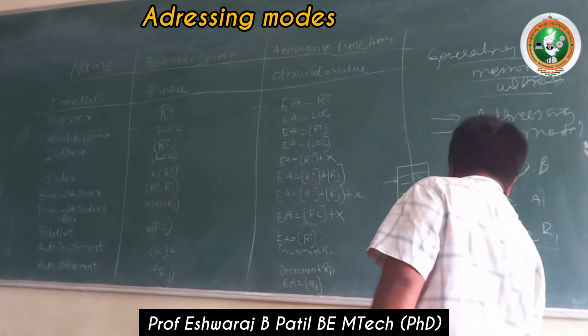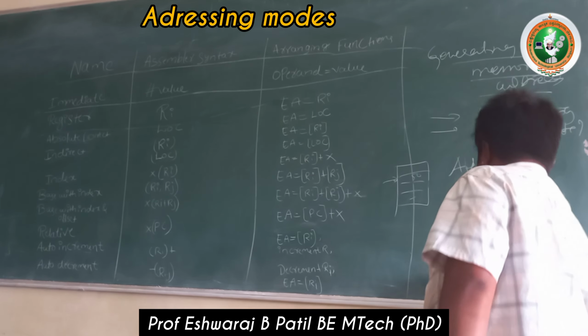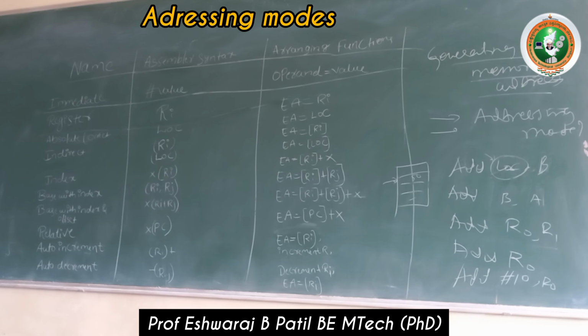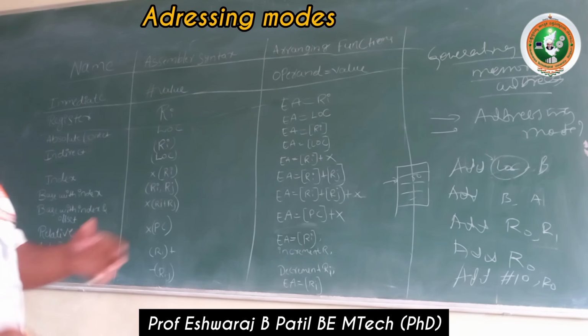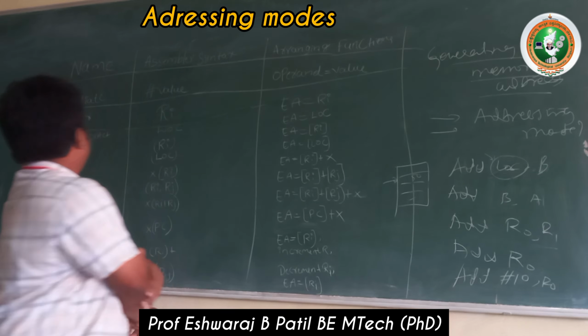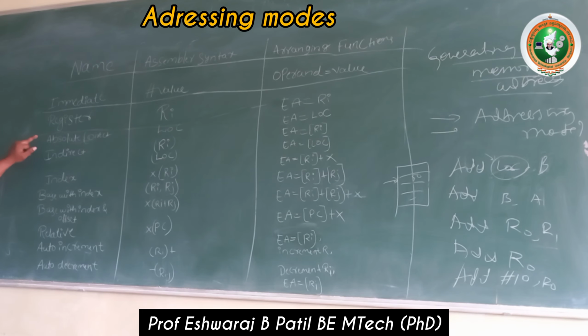Sometimes the data in the operand is specified in the instruction; that is called the addressing mode. Okay, for example, how many are there? 1 2 3 4 5 6 7 8 are the addressing modes. There are different types of addressing modes.